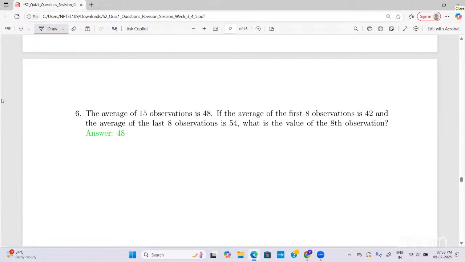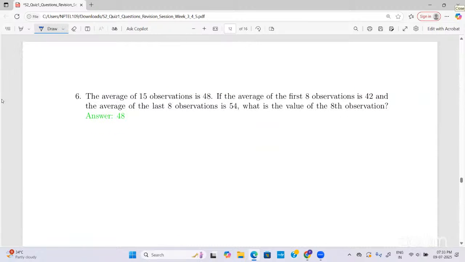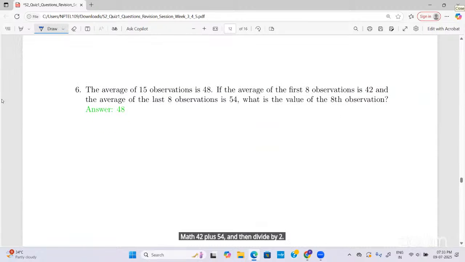Please mute your mic if you don't have to ask anything. It would be the average of 42 and 54, right? 42 plus 54 by 2, it's 48. Someone's mic is on. Can you please mute it?